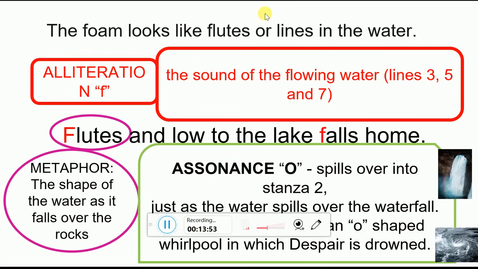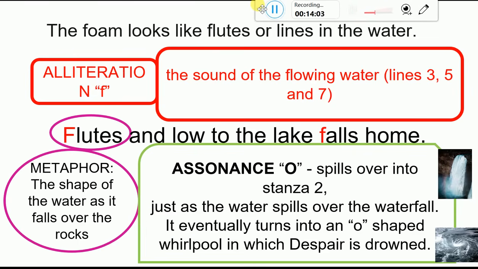Now, the very same water that has been flowing energetically, it says here, it flutes and low to the lake falls home. There's a musical instrument called a flute. A flute can also refer to an opening. It means now when the water gets down from the stream, it creates an opening, but also bearing in mind that a flute can also mean what?